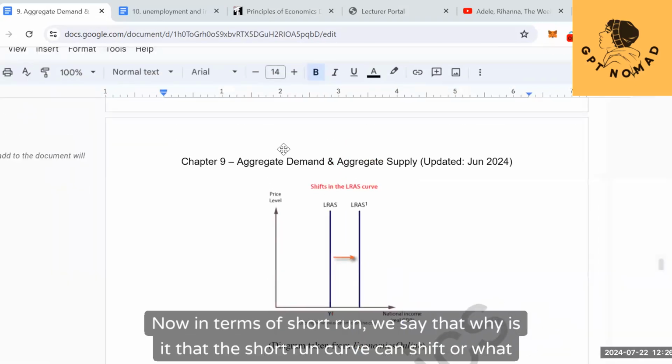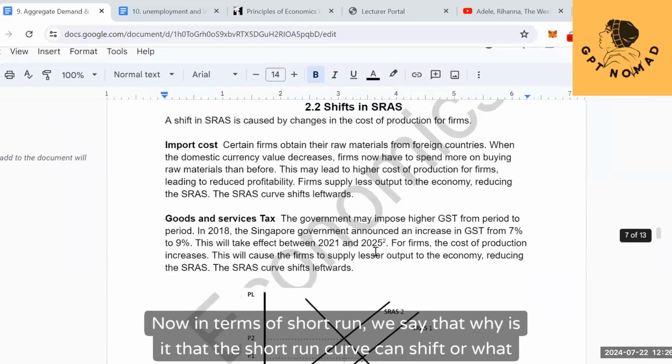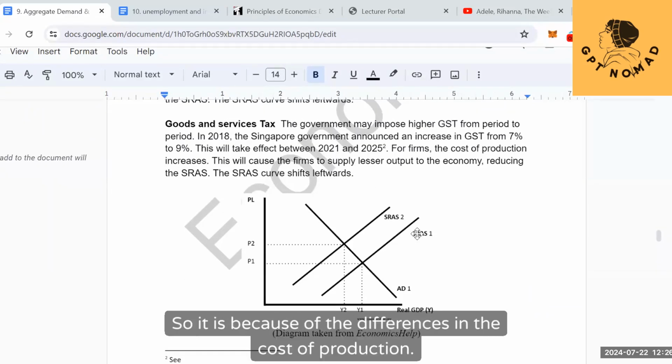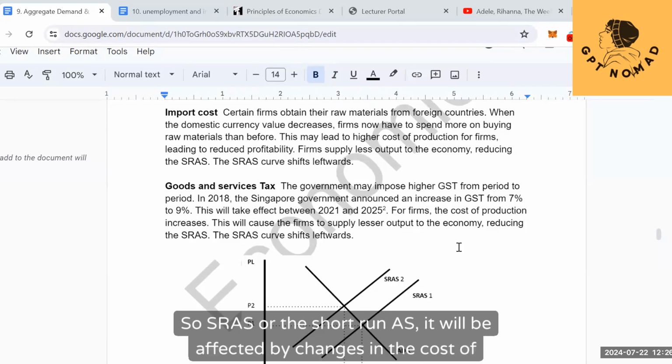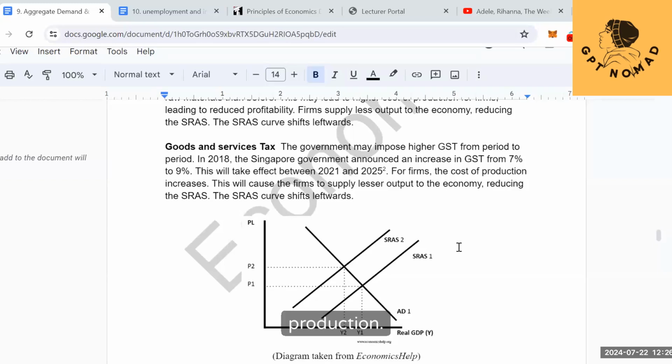Now, in terms of the short run, why is it that the short run curve can shift, or what affects the short run? You can see here that it can shift left, it can shift right. It is because of differences in the cost of production. So SRAS, the short run AS, will be affected by changes in the cost of production.